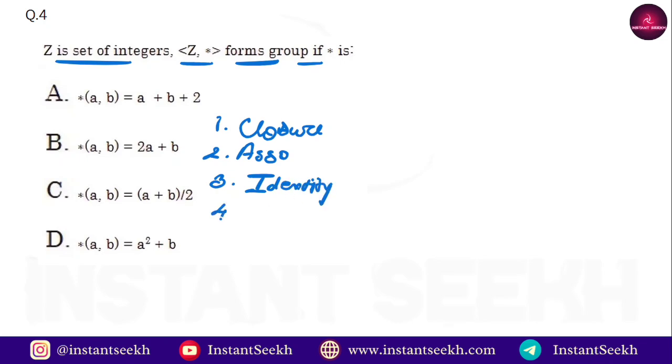And fourth is inverse, invertibility. So we will check which of these options satisfy all the 4 rules. Let's start with option number 1.